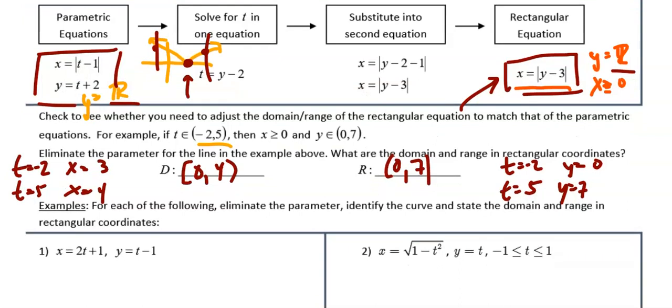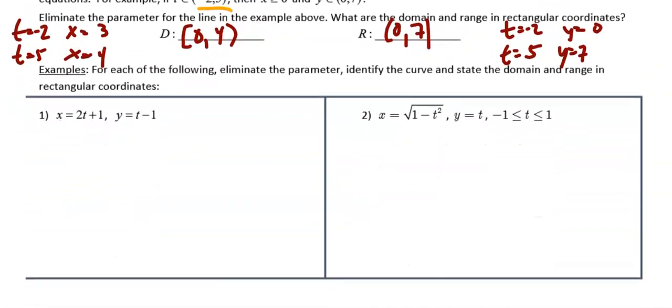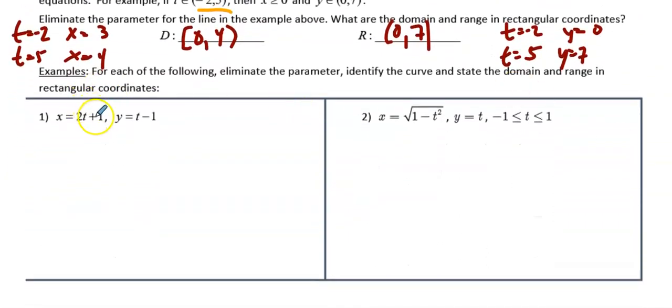So let's do one more, maybe two more quick examples of how to eliminate the parameter. But one of the things that they're going to ask you to do is to identify the curve and then state the domain and range. Now I'm going to save some time here. I'm not going to worry about domain and range right now. My goal is to really focus on how to eliminate the parameter.